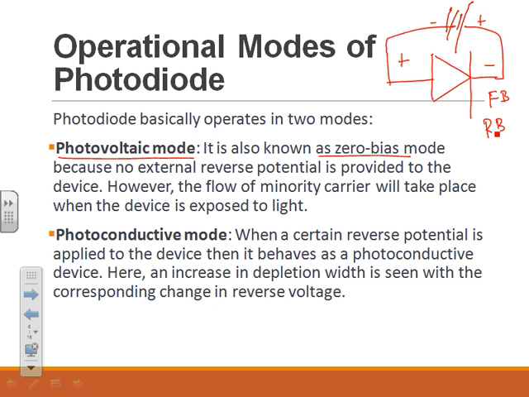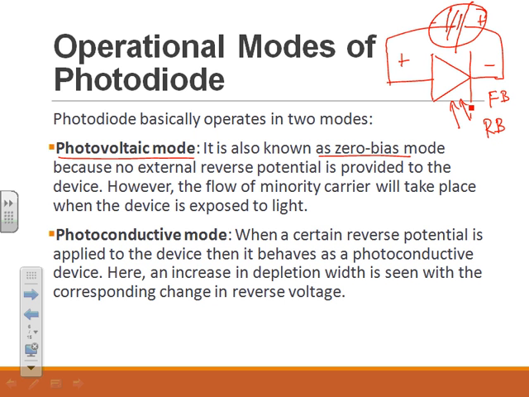So the photovoltaic mode is known as the zero biasing mode. That means no biasing voltage is applied to the diode, because no external reverse potential is provided to the device. That is why it is called the zero bias mode. However, the flow of minority carriers takes place when light energy is received by the junction exposed to light, and this mode is called the photovoltaic mode. So photovoltaic mode means zero biasing mode.